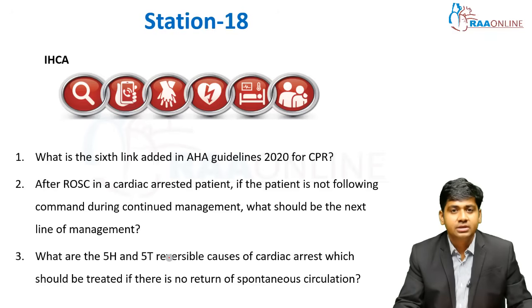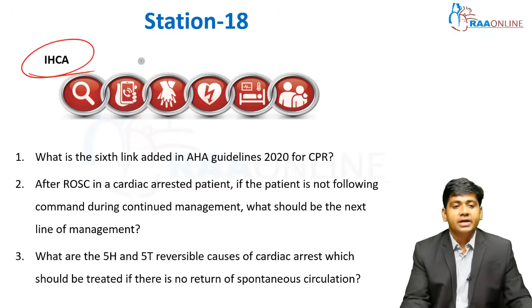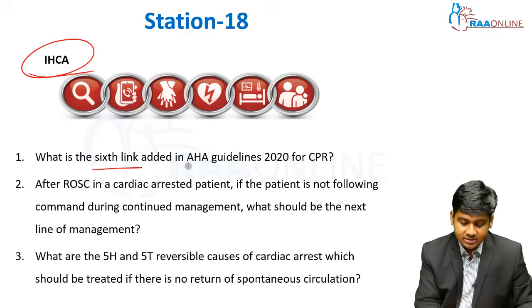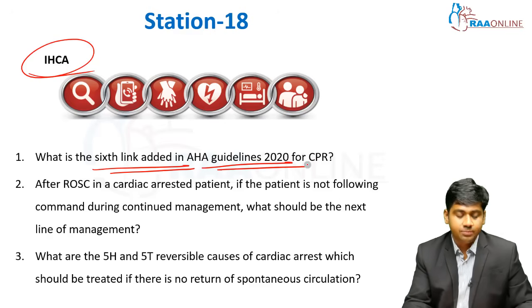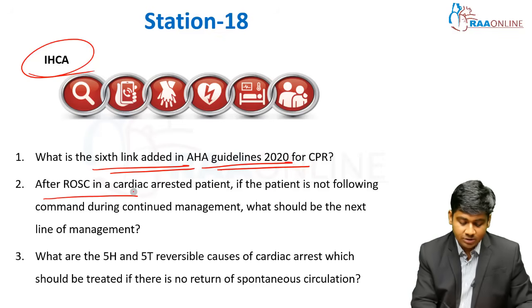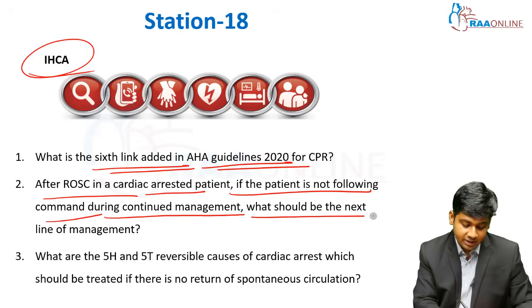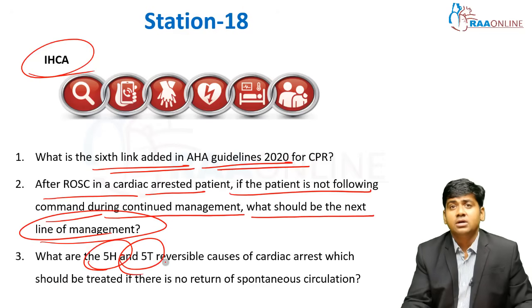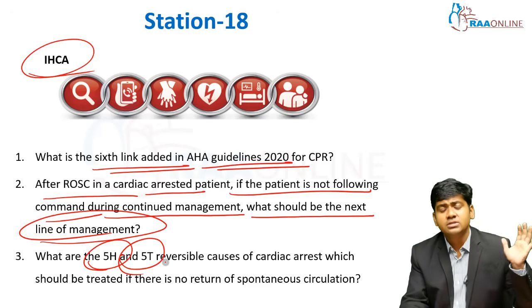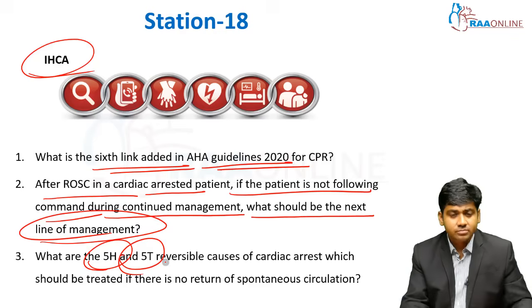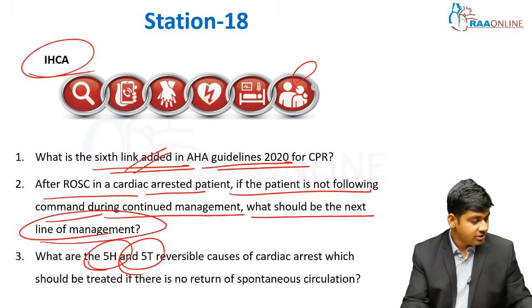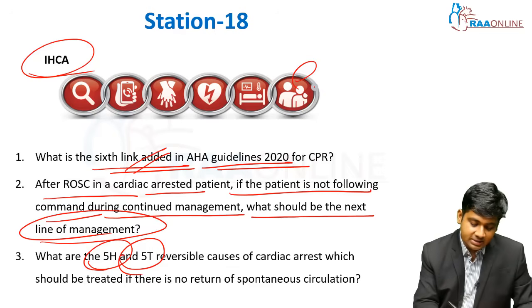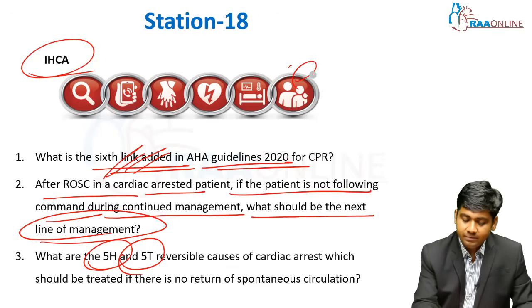Clear? Station 18, in-hospital cardiac arrest. AHA guidelines 2022 for CPR. After return of spontaneous circulation in a cardiac arrest patient, the patient is not following commands during continued management. What should be the next step of management? Target temperature management is the answer here. What are the 5H and 5T? We have already discussed them in the CPR, ACLS and BLS guidelines: hypoxia, hypovolemia, acidosis, everything, the 5H and 5T. What is the 6th link added to the AHA guidelines? Mostly it is recovery.